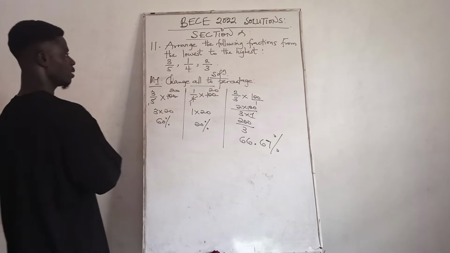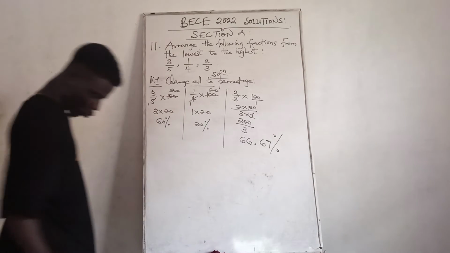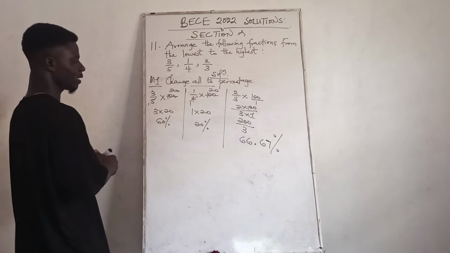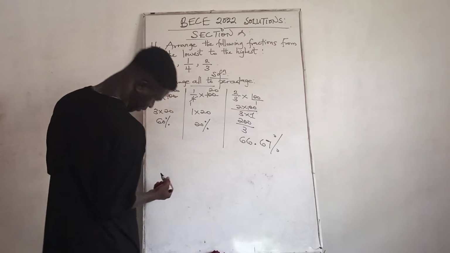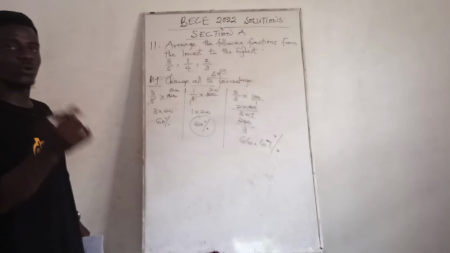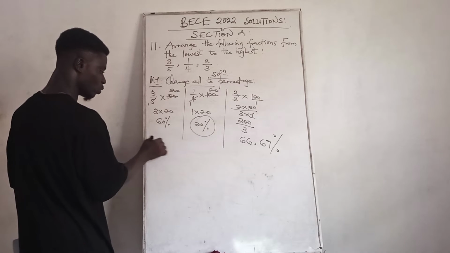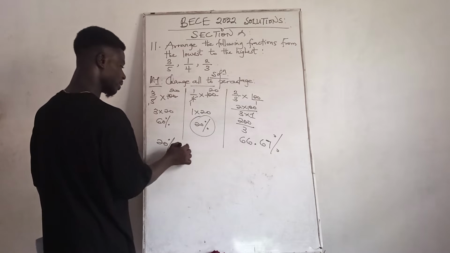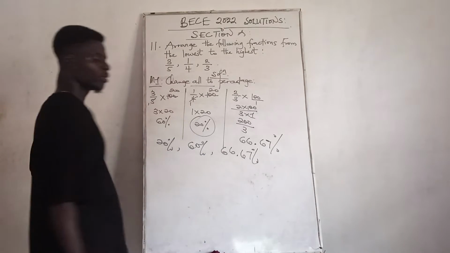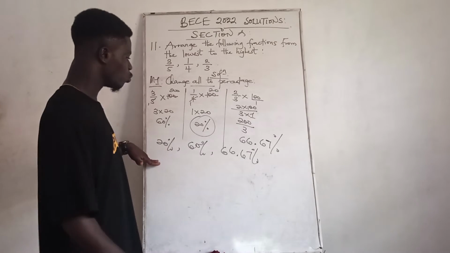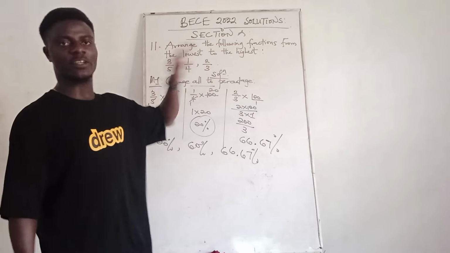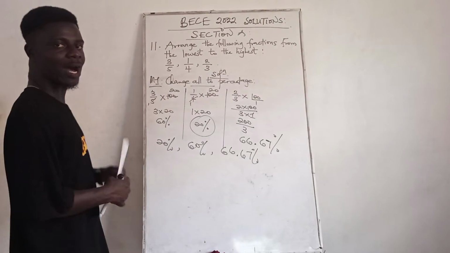Now, since we changed all to percentages, we can compare them. The lowest percentage here is what? It is the smallest one, which corresponds to 1/4. Then we come to 60%, then we move towards 66.6%. Now we have to take note that they didn't tell you to arrange these percentages, they told you to arrange the fractions. So you have to take note of how you go by that.